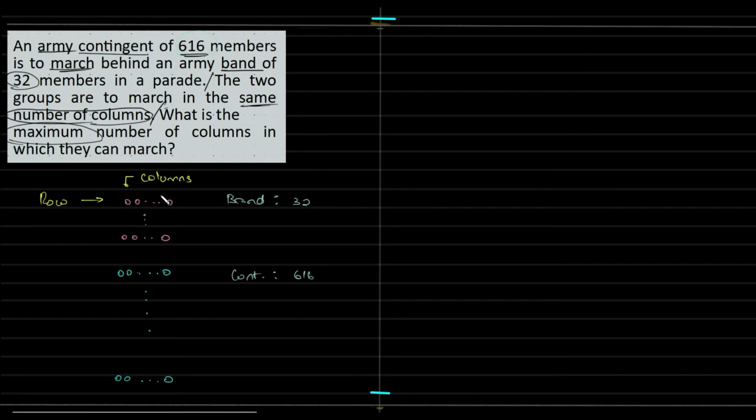But here we need a scenario wherein the number of columns has to be maximum. What is the maximum number of columns? I can send them in a single column also, but they're asking us to find the maximum number of columns. So this has to do with either finding HCF, if not LCM. Can you guess which is that? Because if you don't understand what they're talking about, then you won't get the answer.